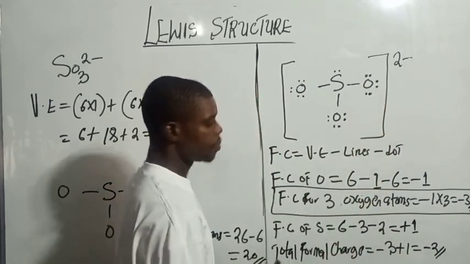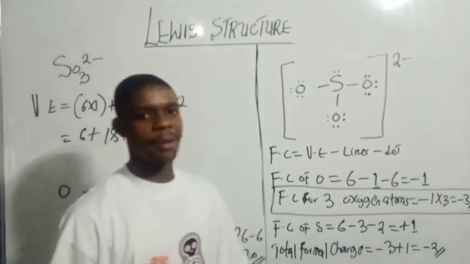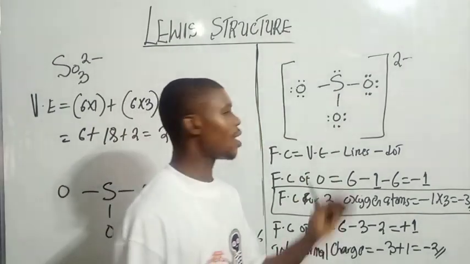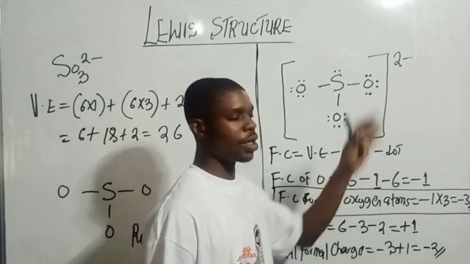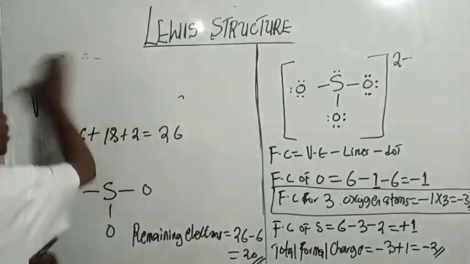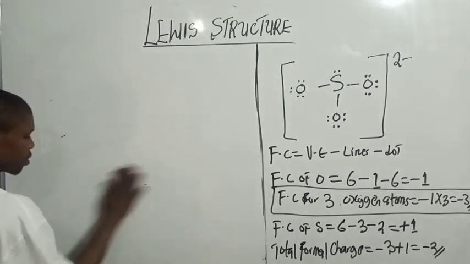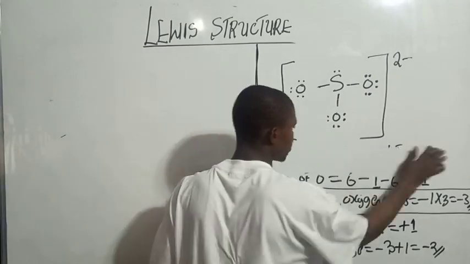But if they ask in the exam, draw the resonance structure. So how do you get the resonance structure for this molecule here? It's very easy. Resonance structure can be gotten. So let me write this place.